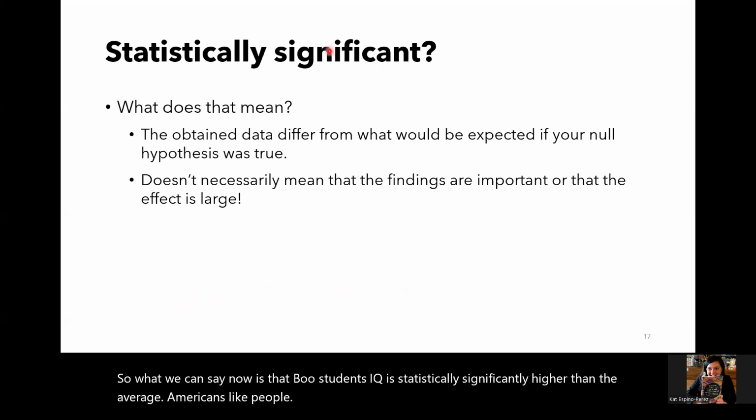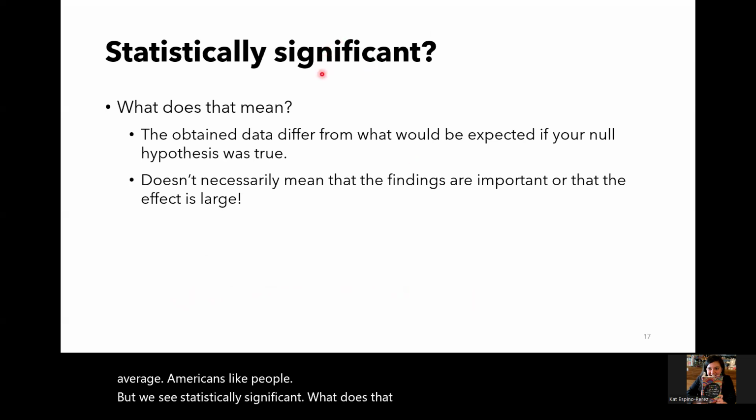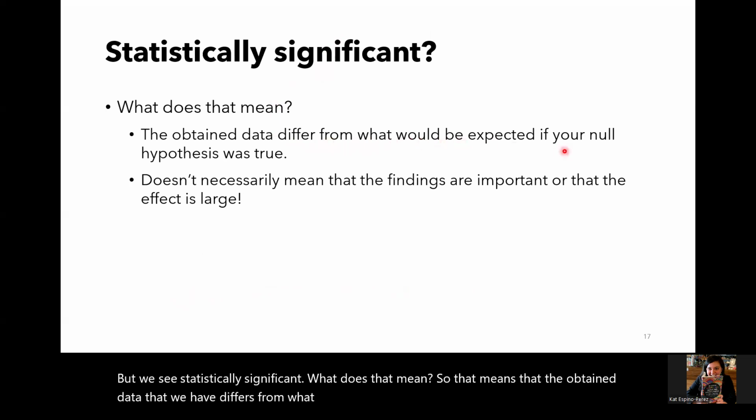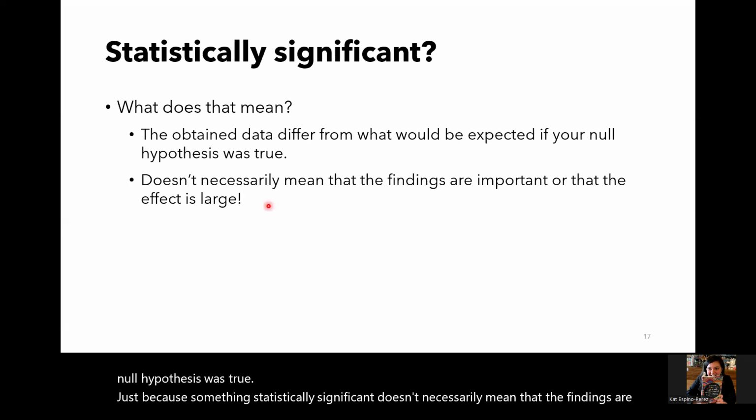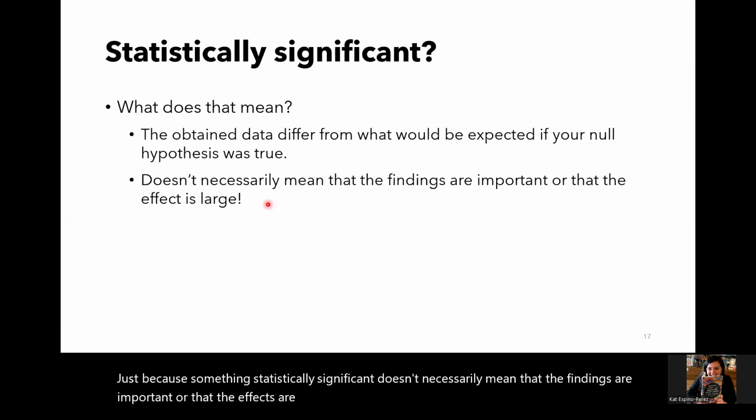But when we say statistically significant, what does that mean? So that means that the obtained data that we have differs from what you would expect, or what would be expected if your null hypothesis was true. Just because something's statistically significant doesn't necessarily mean that the findings are important or that the effects are large. And we will go over that in future lectures, but this is all you need to know for now.